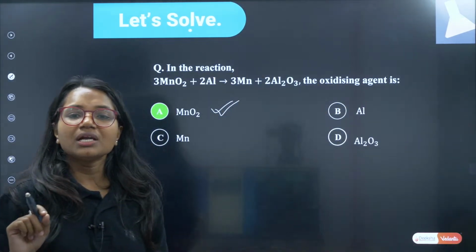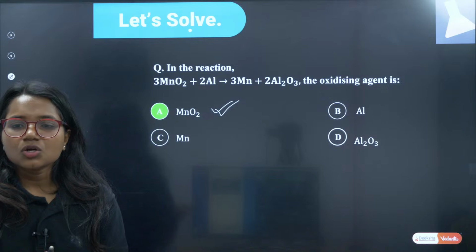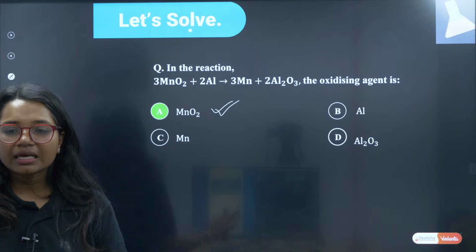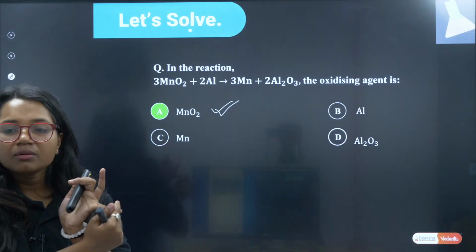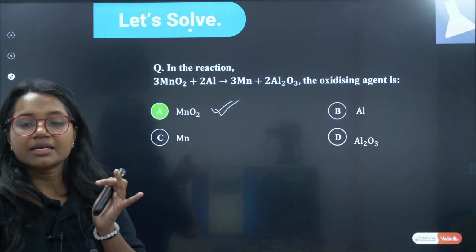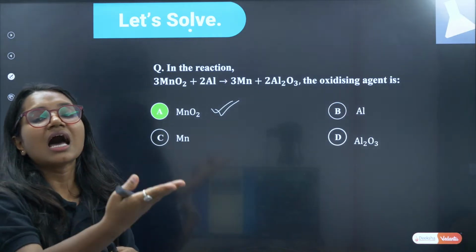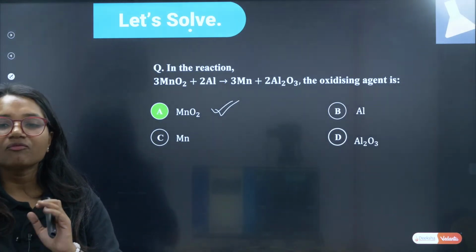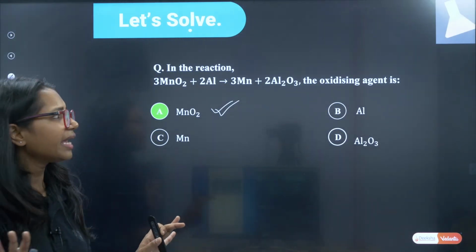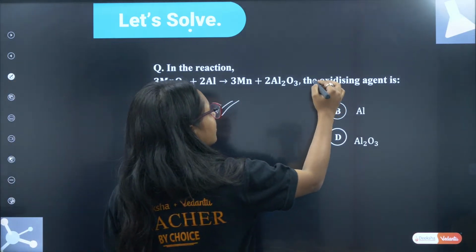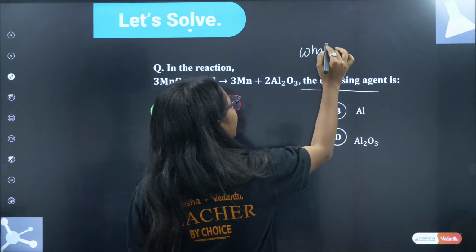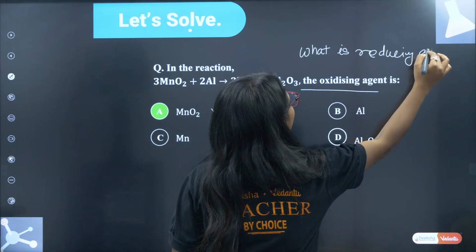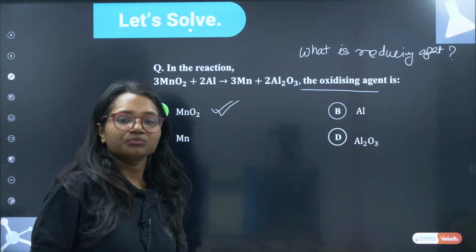Okay. In this question, tell me, did you guys understand this? Do I have to explain one more time? It is very clear. Self-reduced means they are oxidizing agent. Self-oxidized, it means they are reducing agent. Is that clear? Do give me a thumbs up in the chat box if you have understood this. Okay? If you have understood, tell me in this reaction what is reducing agent.